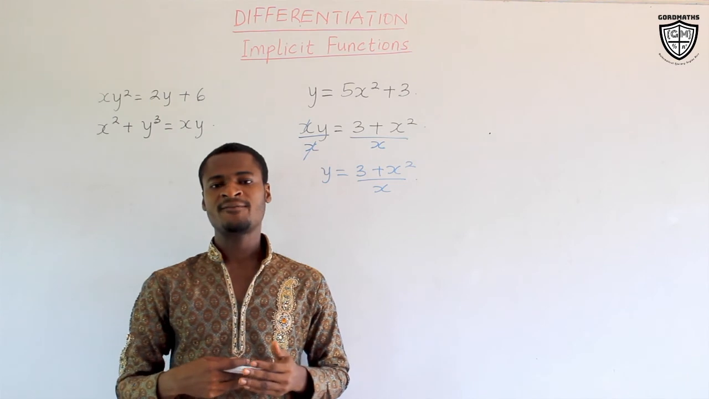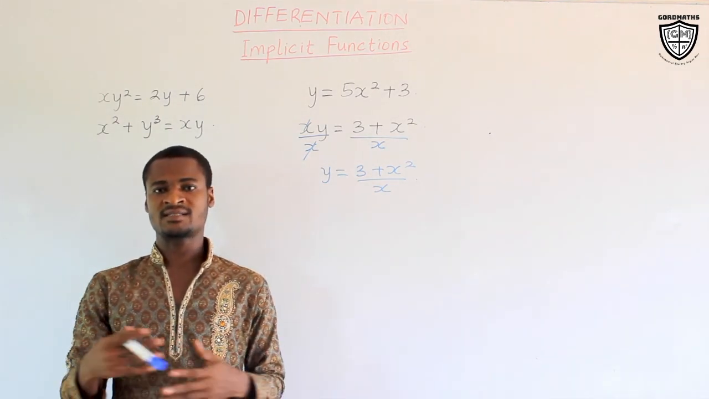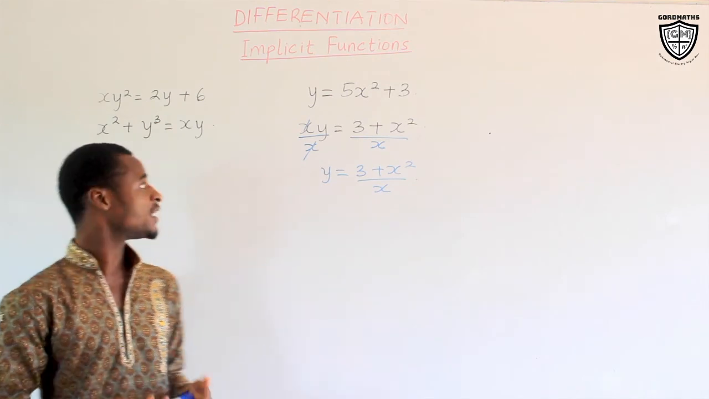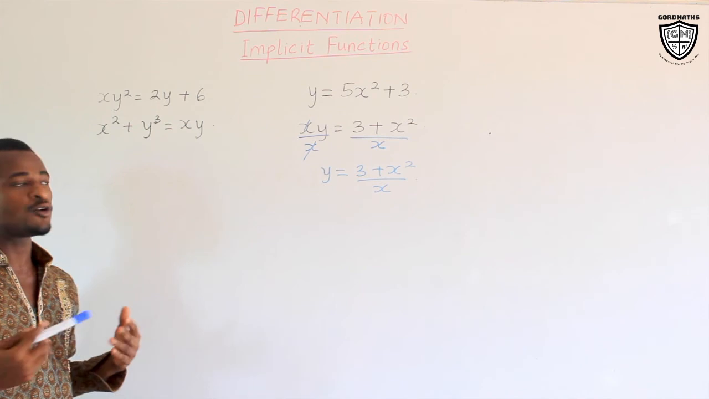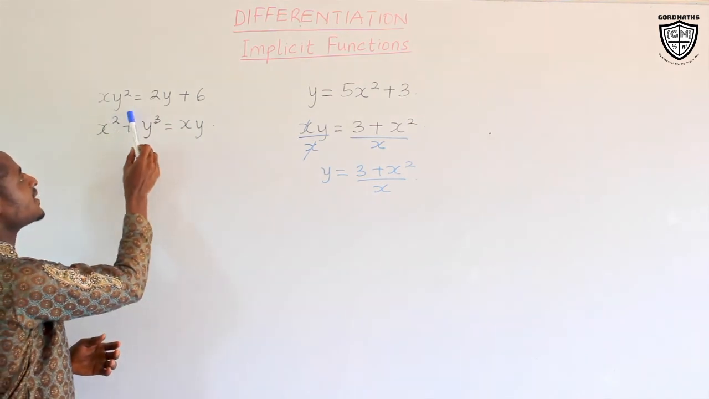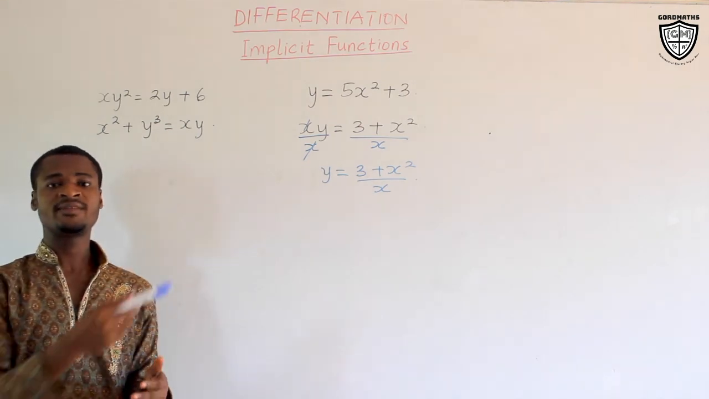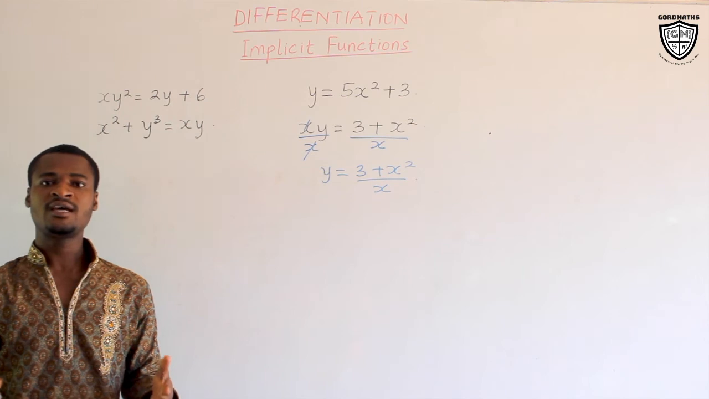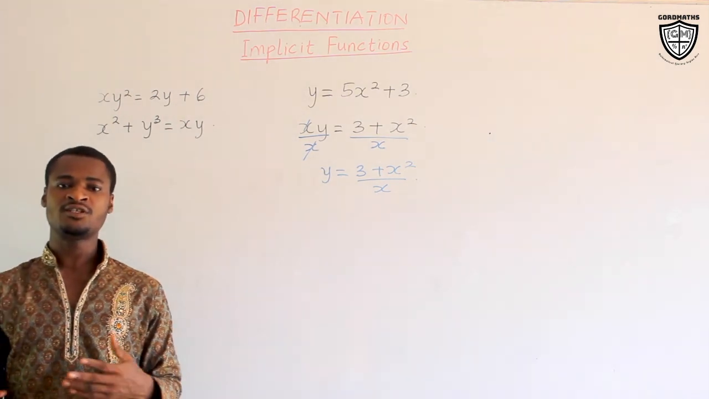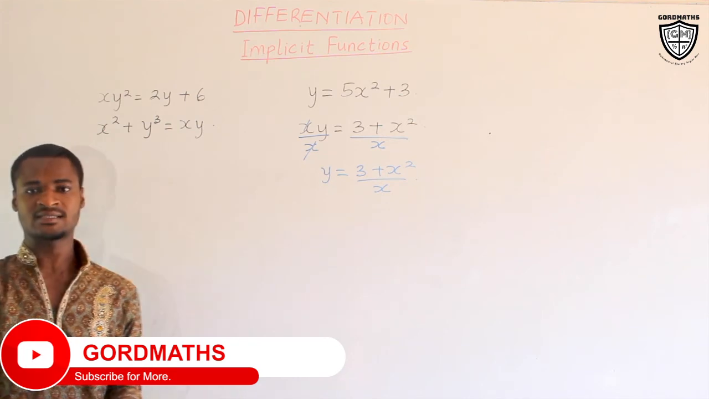But there are some other functions where it will be extremely difficult to make one variable the subject in terms of the other. Consider the two functions here. It will be extremely difficult to make y the subject in any of these two functions. And so these functions are called implicit functions. Today we will look at the techniques that can be used to find the derivative of functions that are implicit.